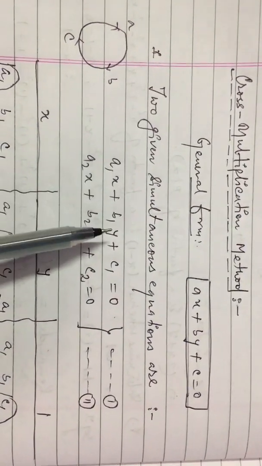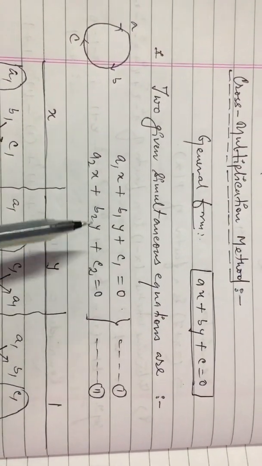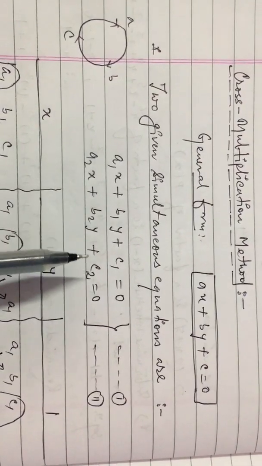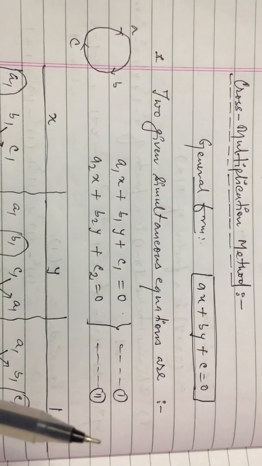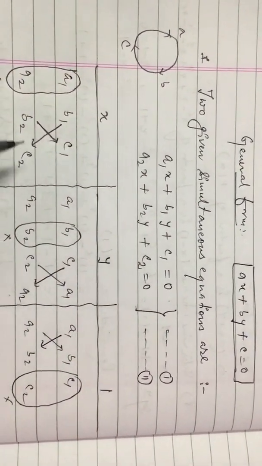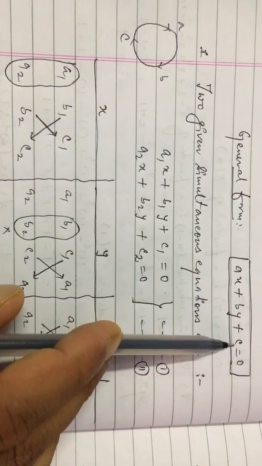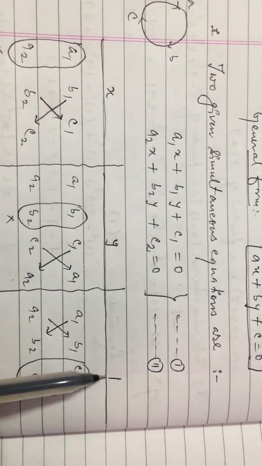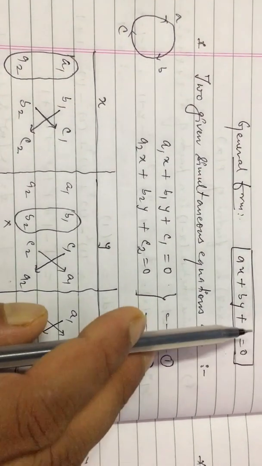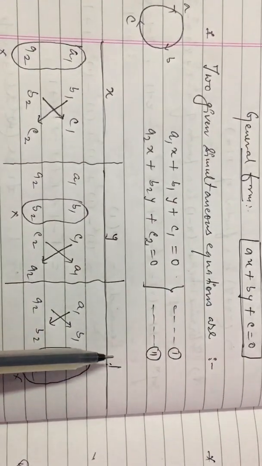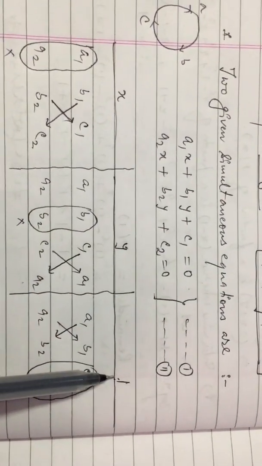The first equation, ax plus by plus c is equal to 0, with coefficients we have supposed as a1, b1, c1, and the second equation, ax plus by plus c is equal to 0, a2, b2, c2 is equal to 0. In the cross multiplication method, the two variables are x, y, and c, that means constant, and the value for the constant we are supposing here is 1. Sometimes we write -1 also. If c is written on the RHS, then we have to write -1 here, and if c is written on the LHS, we will write 1 only.